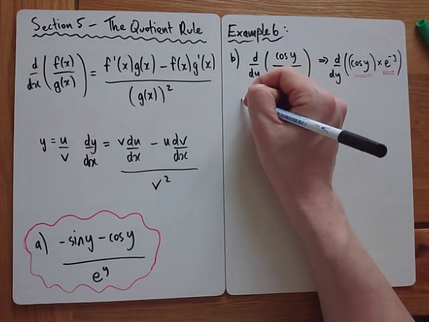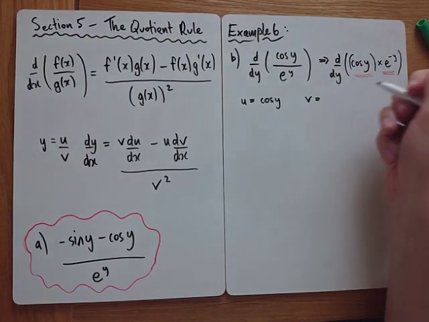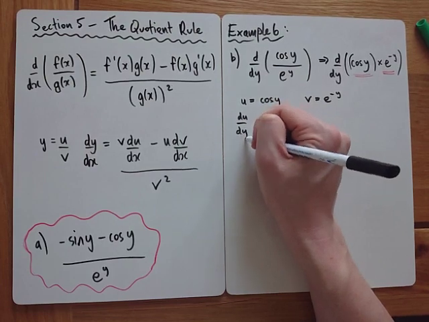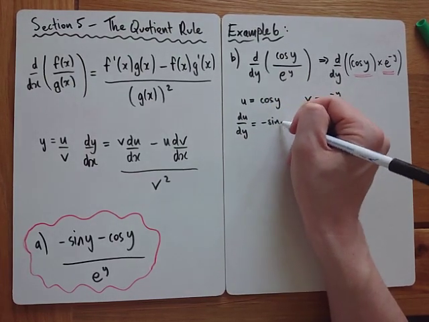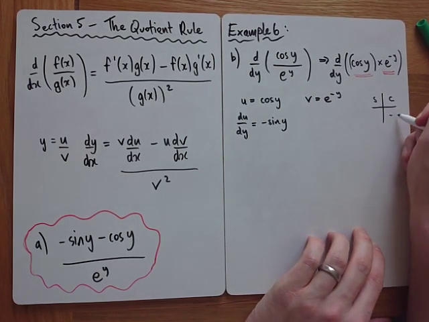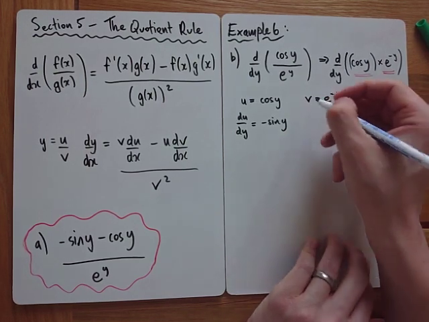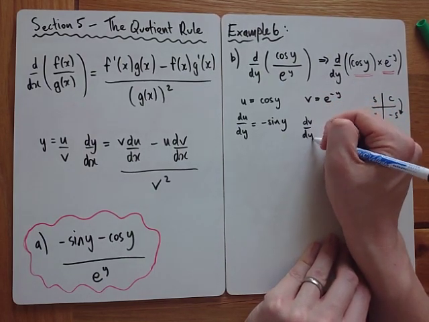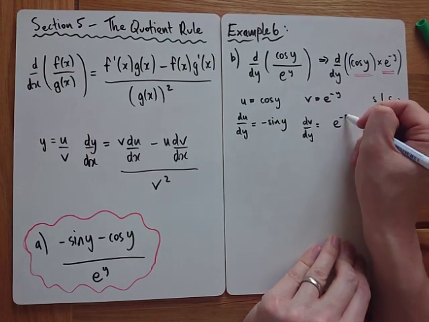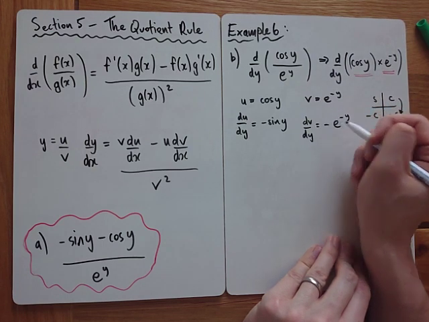Okay, so if we write it as u equals cos y, v equals e to the minus y, du by dy would be minus sine of y. Don't forget, whenever you differentiate trig functions, we know that cos goes to minus sine. Okay, dv by dy, be careful with this one. If we differentiate the exponential, the power stays the same, so it'll be minus y, but we have to multiply the front by the derivative. So if we differentiate this, we get minus 1.